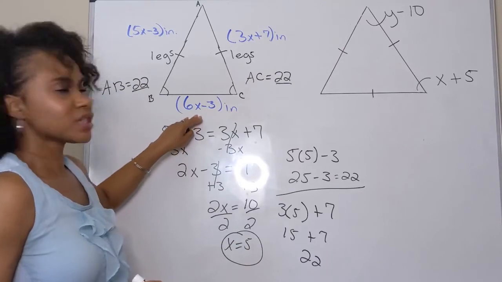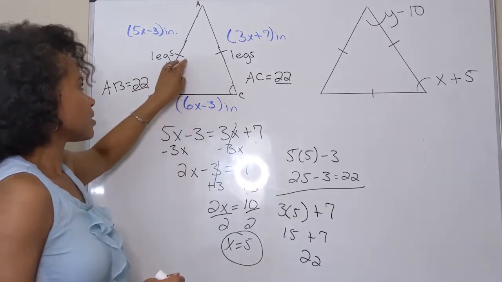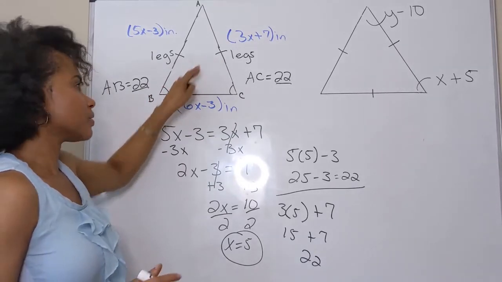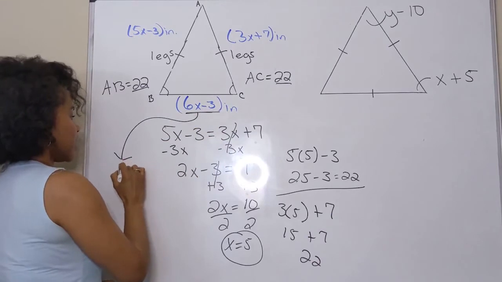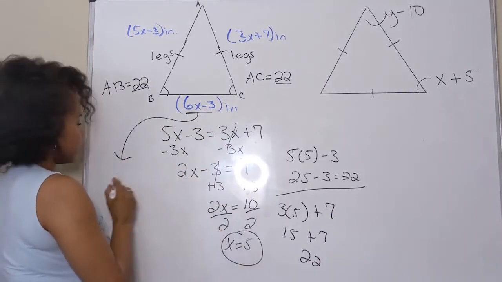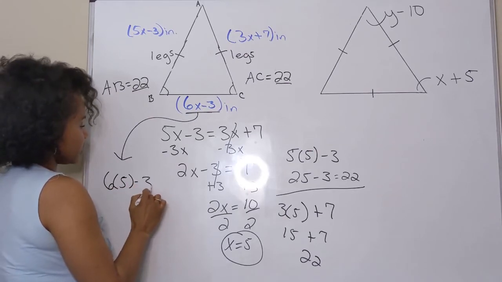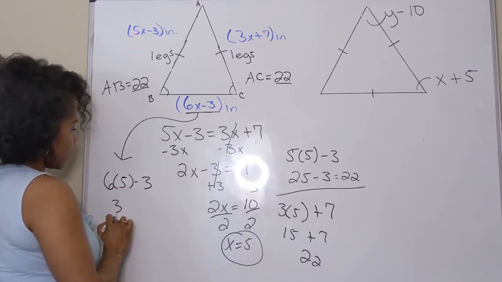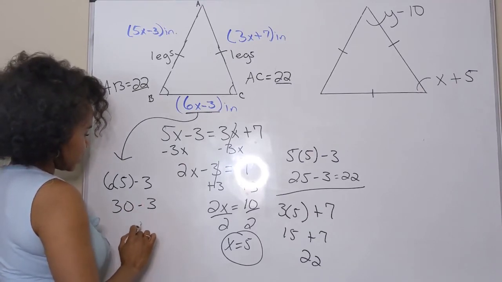And so now this is going to be my base. It's not going to be the same length because only my legs are congruent with an isosceles triangle. So this is 6x minus 3. I'm just going to plug in my 5 here. So 6 times 5 minus 3. That is 30 minus 3, which is 27.